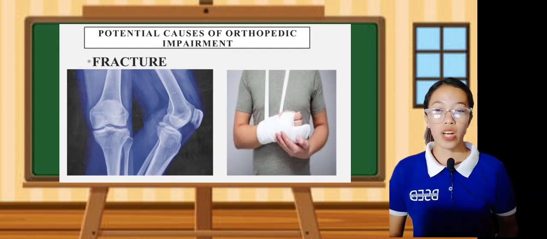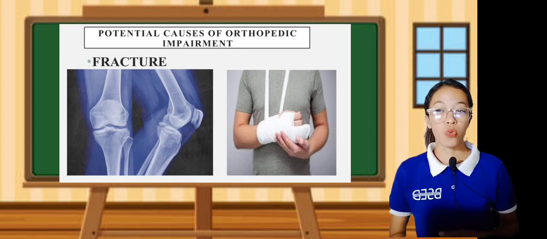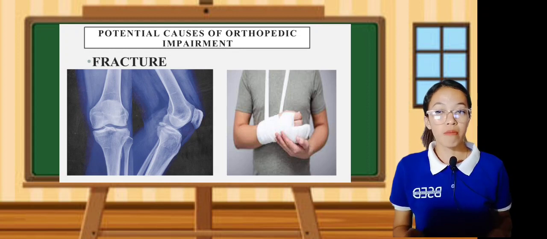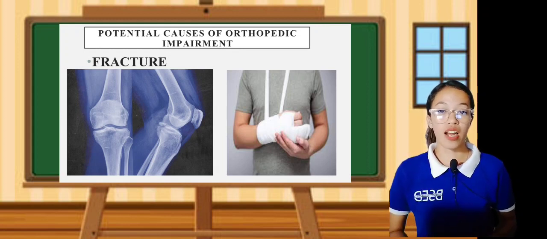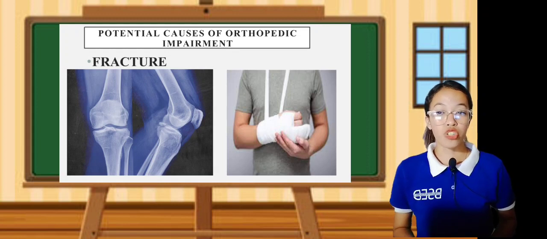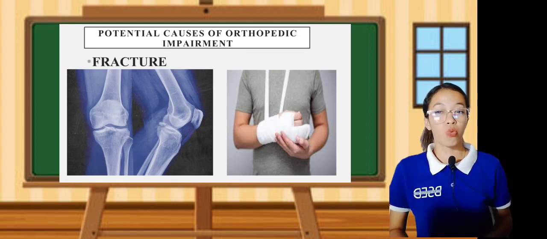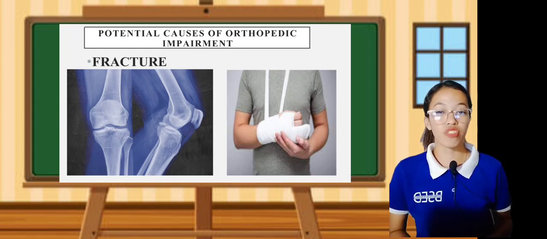The next one is fracture. A fracture is a break, usually in a bone. If the broken bone punctures the skin, it is called an open or compound fracture. Fractures commonly happen because of car accidents, falls, or sports injuries. Other causes are low bone density and osteoporosis, which cause weakening of the bones.